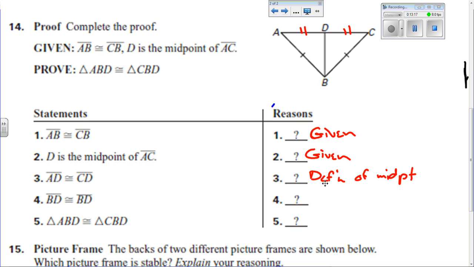Then BD is congruent to BD. That's reflexive. And the 2 triangles are congruent by side, side, side.